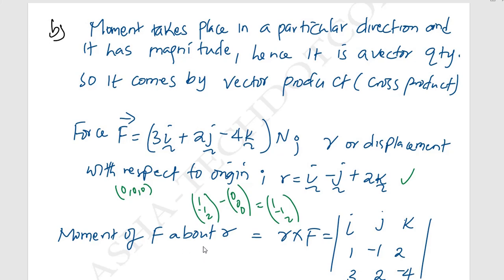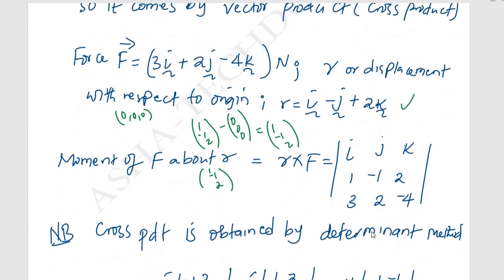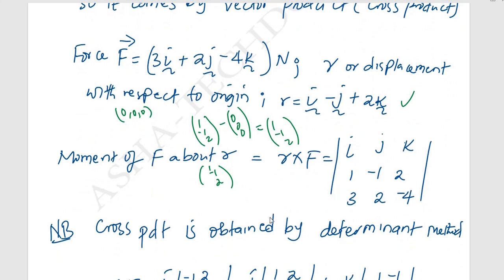Therefore, the moment of F about a point at a displacement R, that is about point 1, negative 1, 2, will equal R, which is the displacement vector at that point with respect to the origin, by F, which is the force vector. Using the determinants method, we can get this cross product. So i, j, k, then 1, negative 1, 2, which is the vector for R, and 3, 2, negative 4, which is the vector for F.